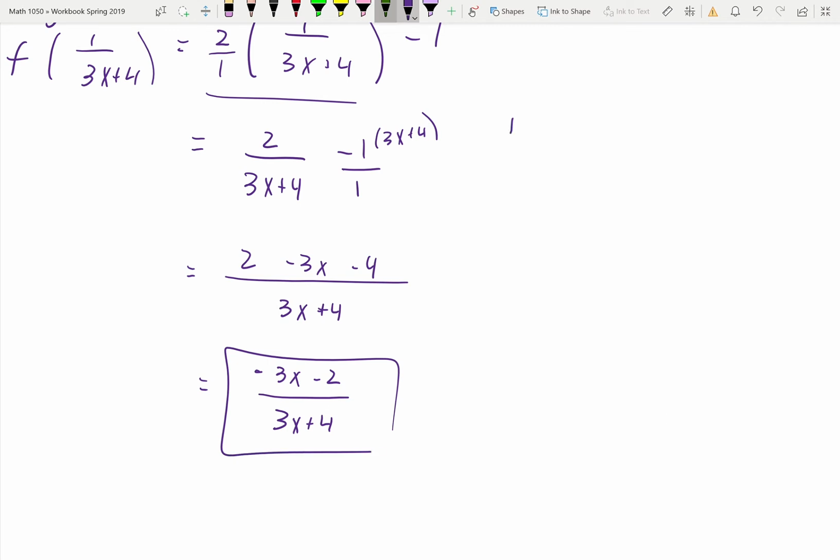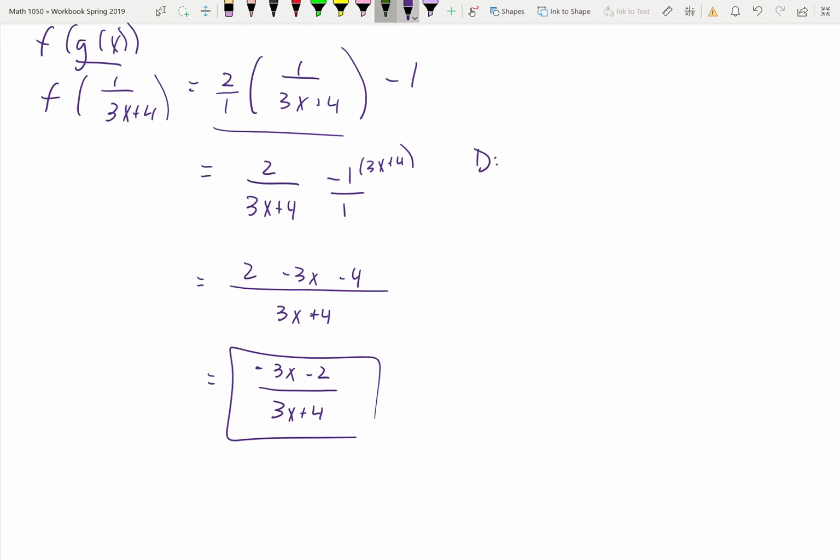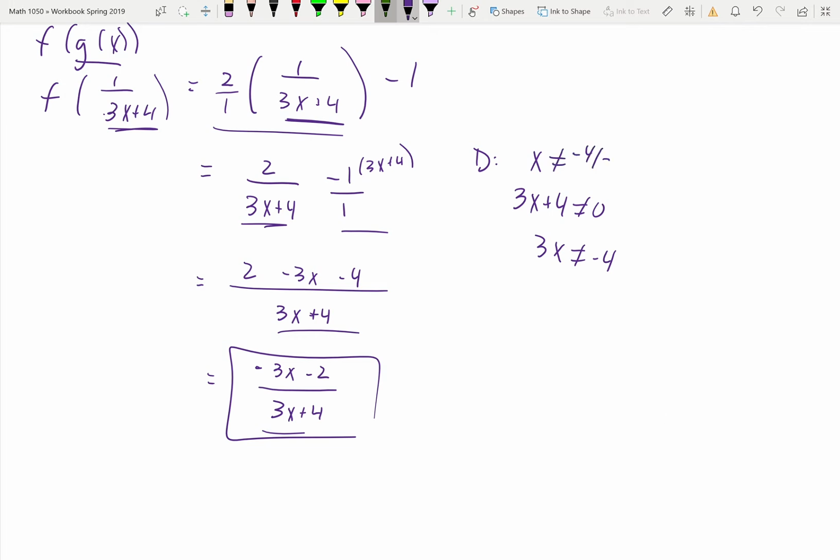And then when you're finding the domain, you don't just look at the answer. You have to look throughout the problem at any denominator that you ever have. So here's one, here's one, here's one, here's one, here's one. They're all basically the same thing. So if you say 3x plus 4 cannot be equal to 0, that means 3x cannot be negative 4. That means x cannot be equal to negative 4/3.